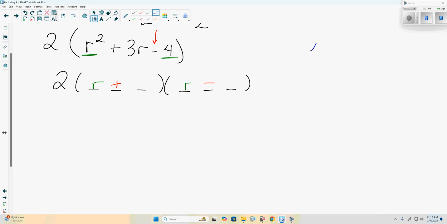Now we need to find the factors of 4, which are 2 and 2. Which one do we want to try first? 1 and 4. 4 and 1.